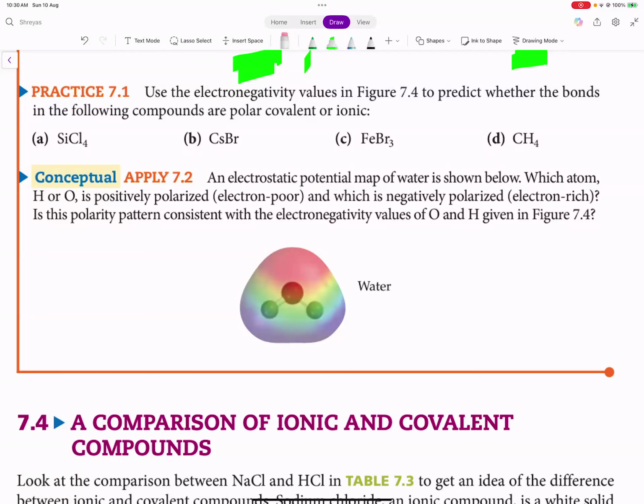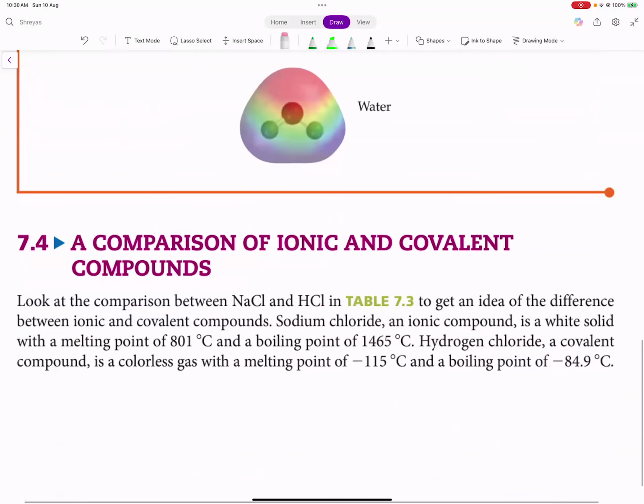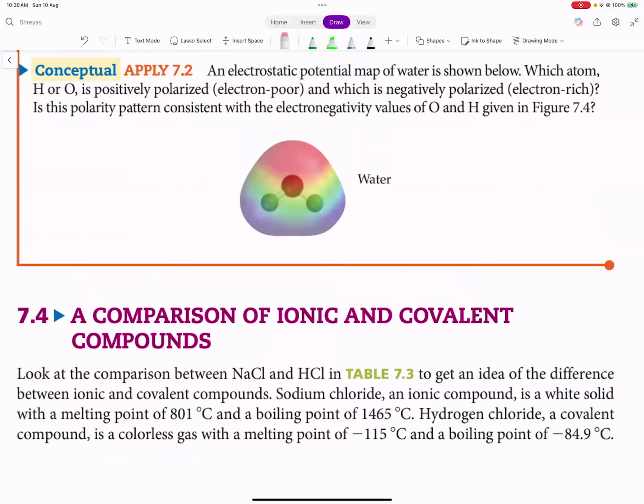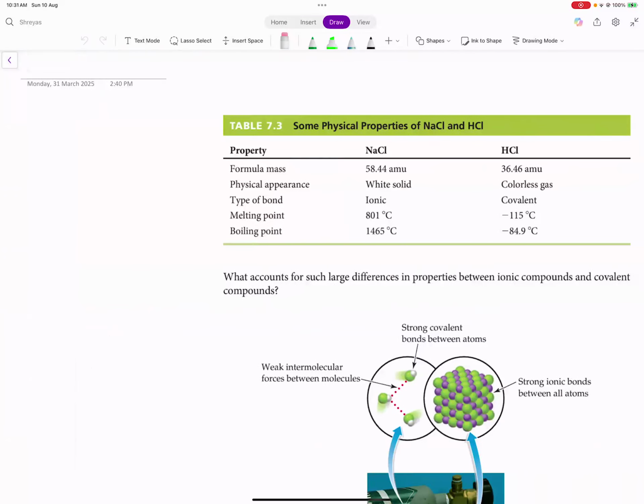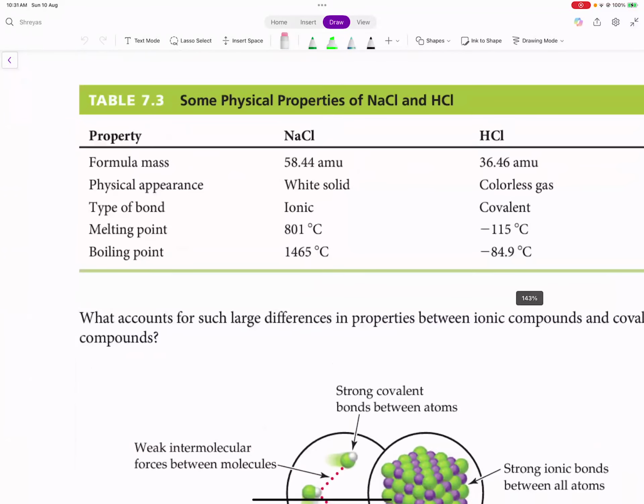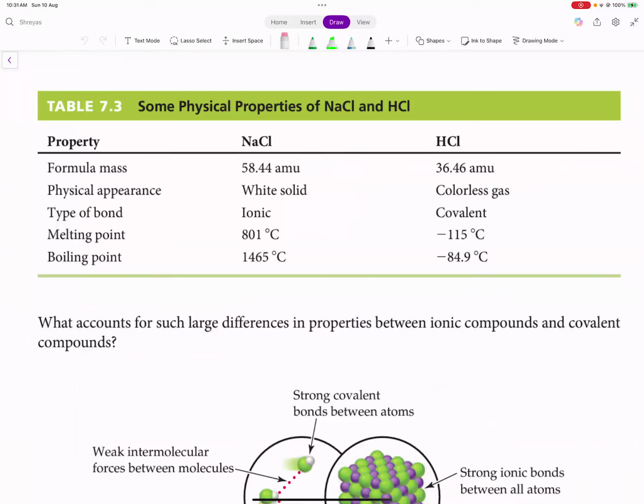Yes, sir. It's polar covalent. Now compare ionic and covalent compounds, NaCl and HCl. Just go through this and have the what-do-you-call, a wow moment. Wow.